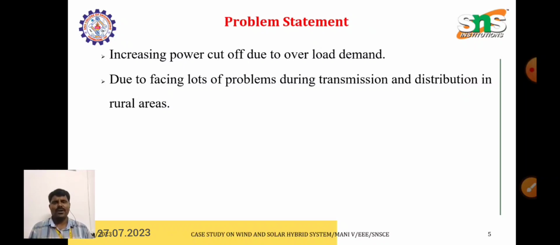So next one, facing lots of problems during the transmission and distribution in the rural area. So these are the problems to move to the wind solar hybrid system.